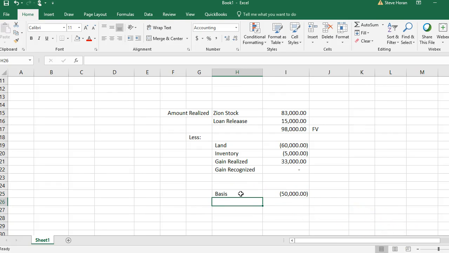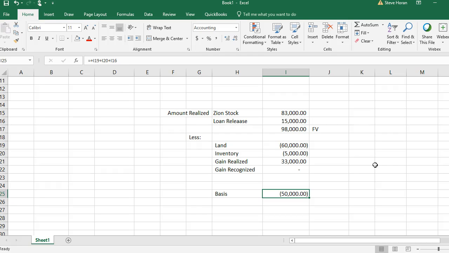So part of the question is, what's her basis? The basis is 50, the release of the liability. That matters if she goes and sells the stock. So if for some reason down the road she sells stock of the company, then she would compare the value received on that stock against her basis of 50. So that's why it matters. Okay, that was question 21.